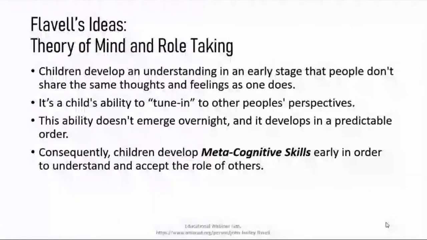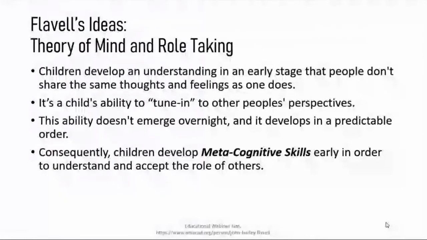Now, why is it important? Why is this understanding of children's ability to think about the feelings of other people important? Because it actually helps them to tune in to other people's perspective, to see things from other people's point of view, to understand other people's ideas. But it happens slowly.